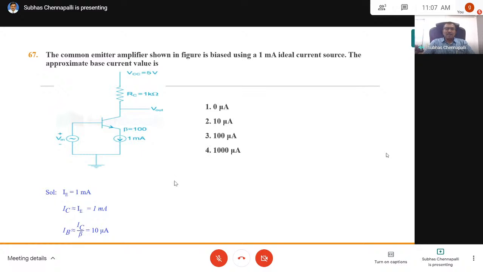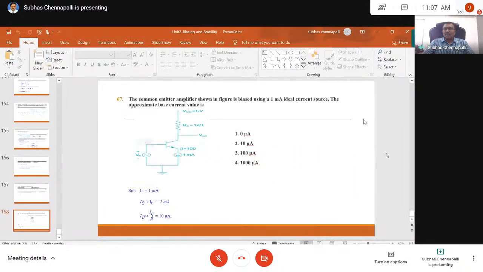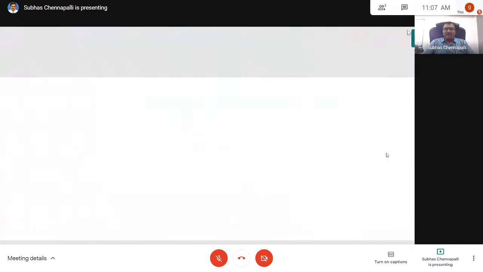So these are the medium to complex, highest complexity level of problems, except one of the problems. Most of this type of problems you find in the GATE exams. More and above, illustrative examples I have given while doing the presentation. So with this, the GATE problems on biasing stability have completed.